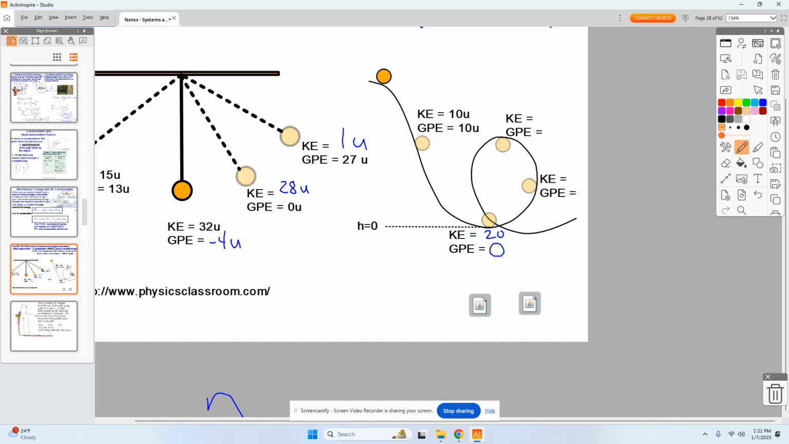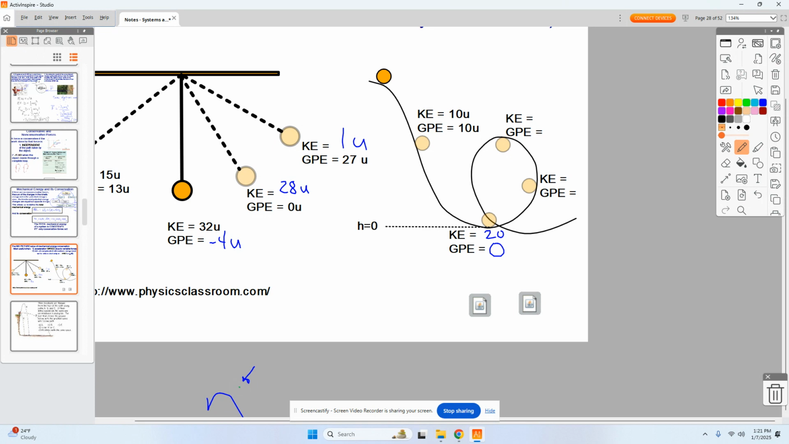If the only force doing work on this is the conservative force of gravity, by the way, there's a normal force acting. But that normal force is always perpendicular, correct? Which means it does no work on it. It doesn't change the energy of that object because it's not doing work. So the KE must be 20.